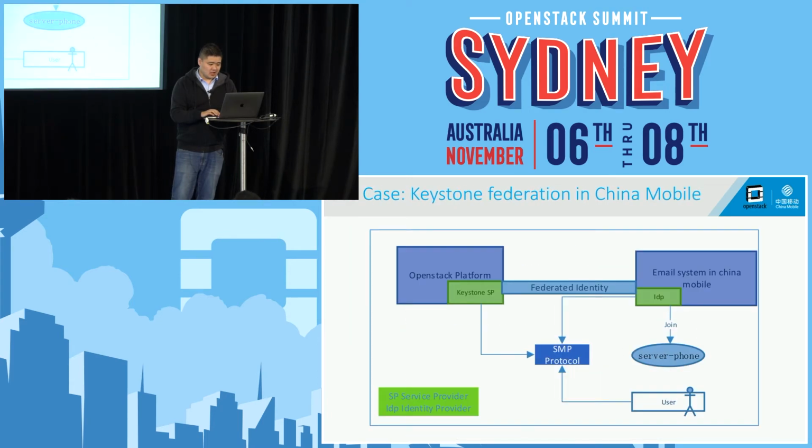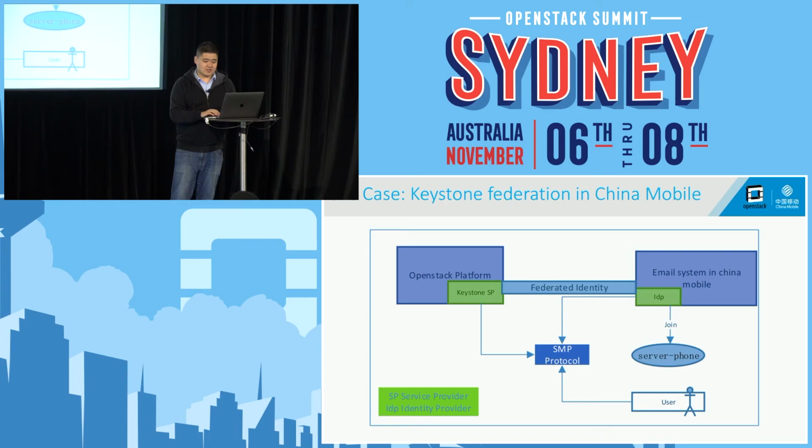Okay. This page we will show our practice in federated authentication. The above diagram is our main design. We use our email system in China Mobile to verify the user, and then he can log in to OpenStack with his email account. We set a server phone in the LDAP, which is a security assurance. For each request from the user, the server phone is responsible for the security.